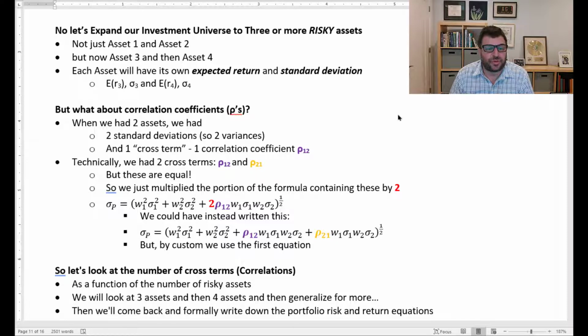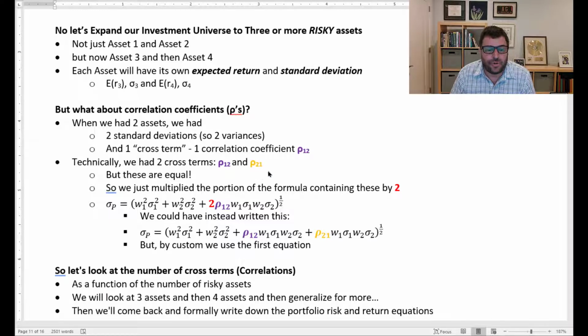So we'll have an expected return of 3 and a standard deviation of 3, an expected return of 4 and a standard deviation of 4. But what about the number of correlation coefficients? When we had 2 assets, we had 2 standard deviations, so 2 variances, and 1 cross term, 1 correlation coefficient, rho 1, 2. But technically we actually had 2 cross terms. We had rho 1, 2 and rho 2, 1, but these are equal. The correlation between height and weight is equal to the correlation between weight and height.